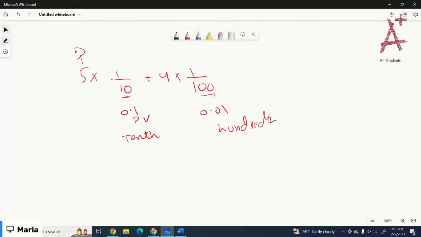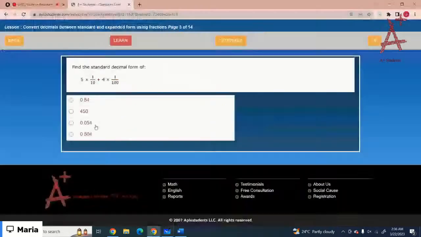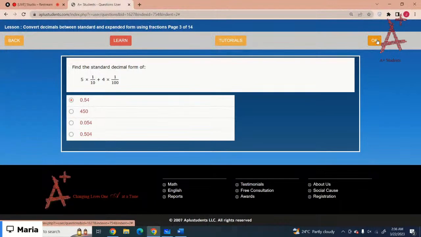So you don't have any ones digit here. It would be 0.54. Got it? Just look at these values. It would be 0.01. That means that is the digit at the hundredths place. So it would be 0.54. So the correct option is 0.54. Option number 1 is the correct option.